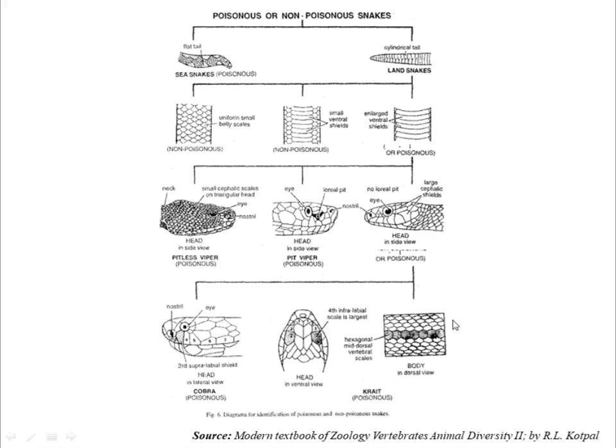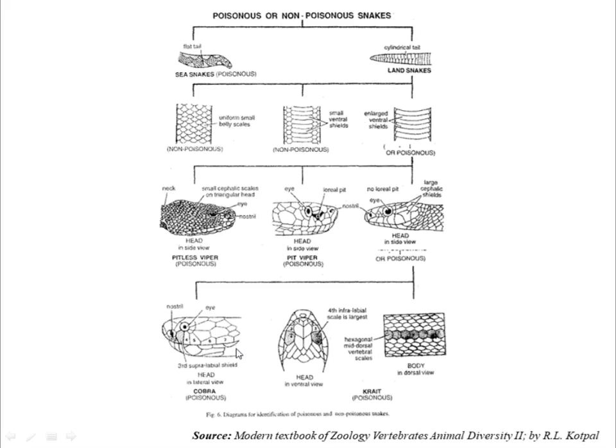So on the basis of all these different characteristics, we can identify whether a snake is venomous or non-venomous. The first one was the tail, the second one was the ventral shield, the third one was looking at the cephalic scales present on the head as well as the structure of the head, and the last one was the large cephalic shield as well as the hexagonal scales along with the spectacle and hood mark.